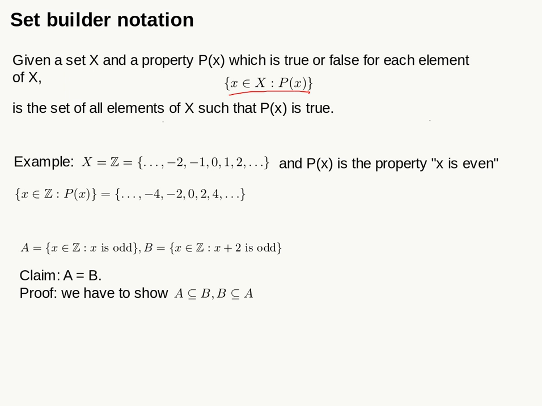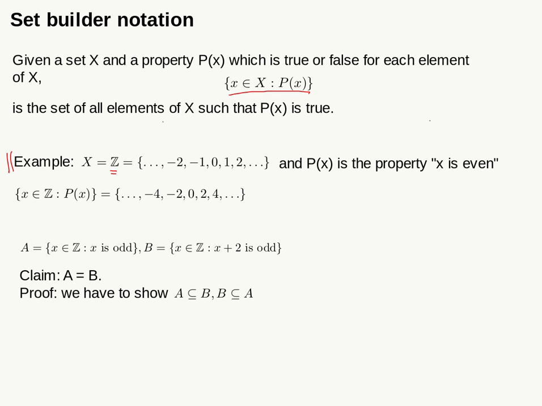So this is easier to understand if we look at a specific example here. Let's take our set capital X to be the set of all integers, which we often write with this blackboard bold Z here. And by an integer, I mean a positive or negative whole number. So for example, -2, -1, 0, 1, 2, and so on.